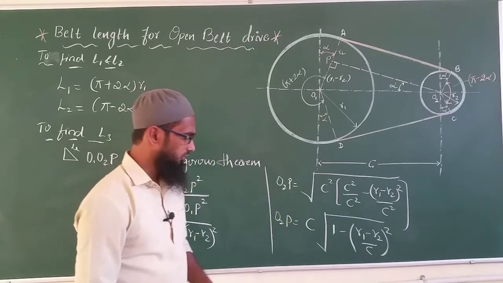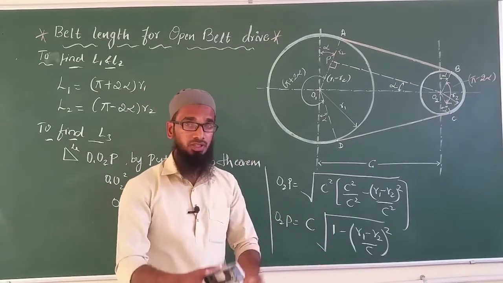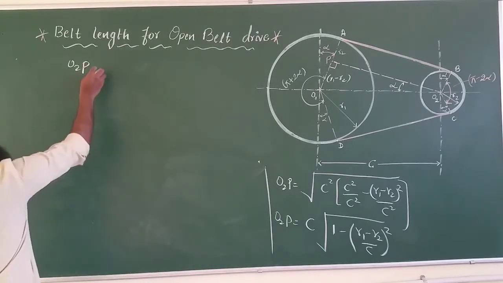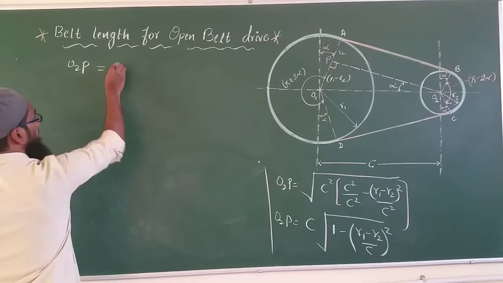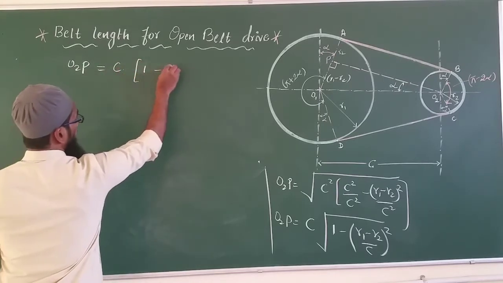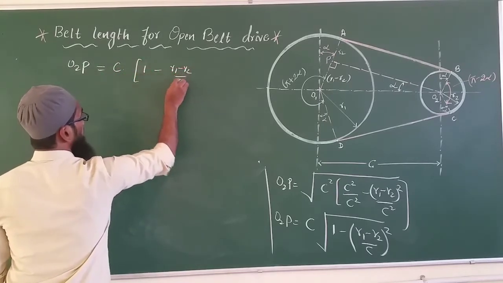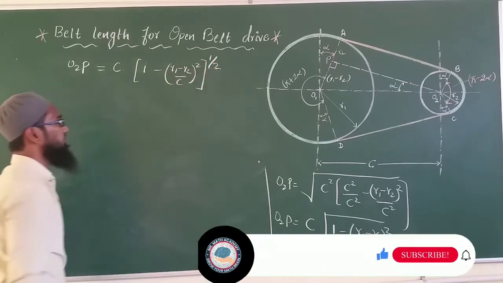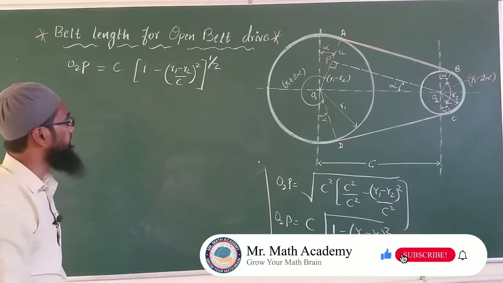Now since this square root is there, I'll take it in terms of power here. So O2 P is equal to C into 1 minus R1 minus R2 by C whole square, to the power half. So this is what we are getting after simplification.